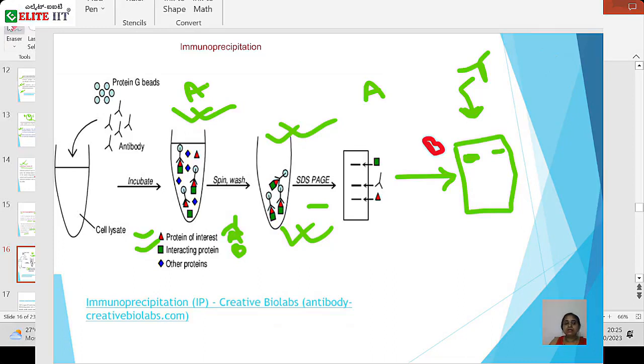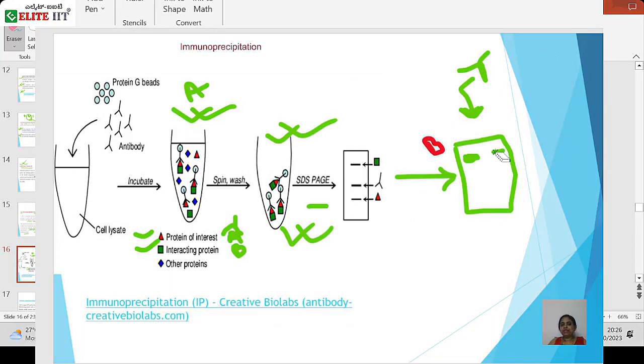During the first precipitation, we are adding antibody against A. Then in the last step, after transferring onto the nitrocellulose membrane, we are adding antibody against B. Then only you can confirm that B is coming together with the A. Then only is the precipitation done. Because initially you are not adding antibody against B, but it is coming. Why is it coming? Because they are precipitated together. Okay, ma'am.